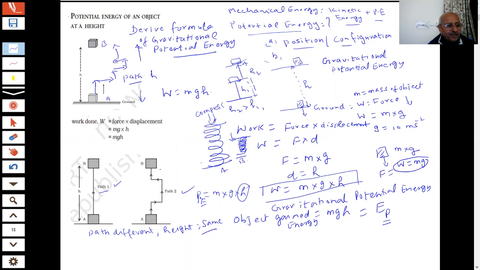A question was asked on this: if I change the path but go the same height, will the potential energy change? The answer is no. Potential energy has an absolutely clear formula, mgh. It does not depend on the path. These types of properties are conservative properties. They are path independent, students. Okay, very good. So this is the derivation of potential energy, the gravitational potential energy, that has got stored in the object.